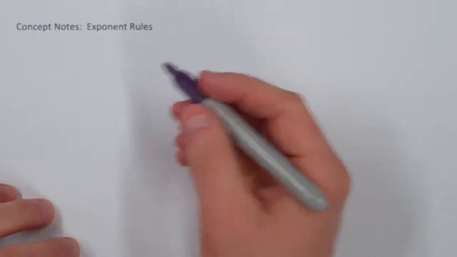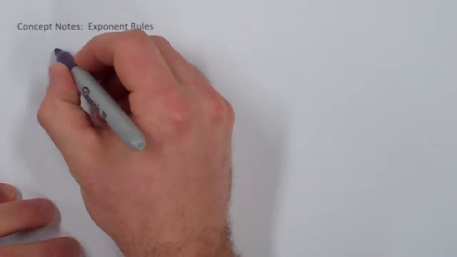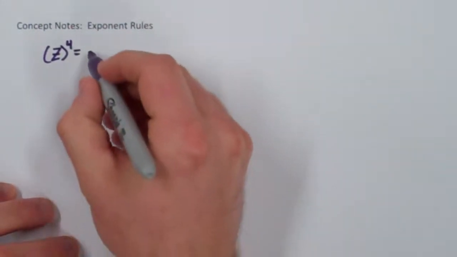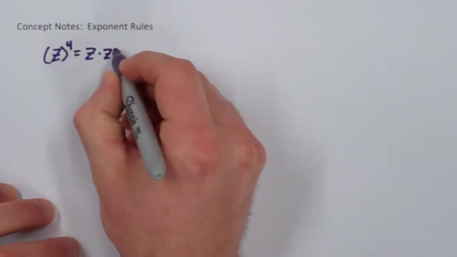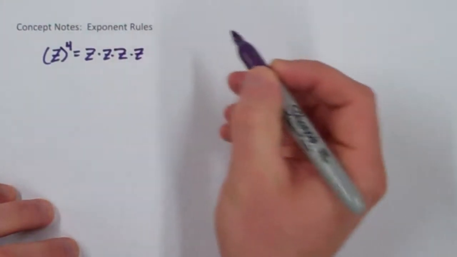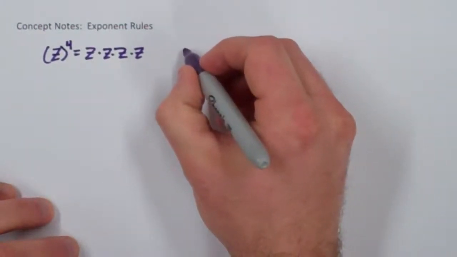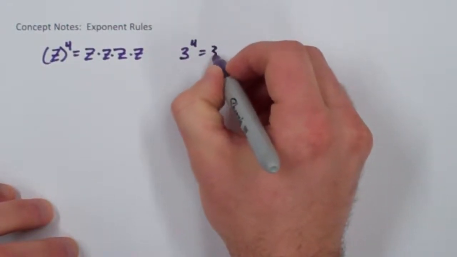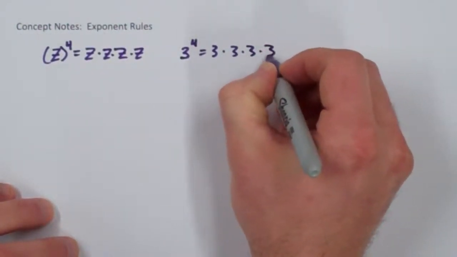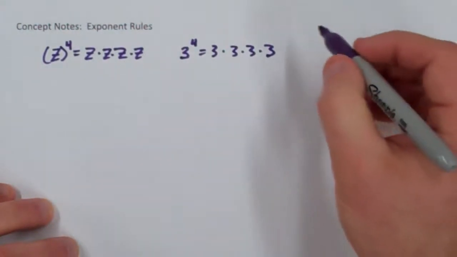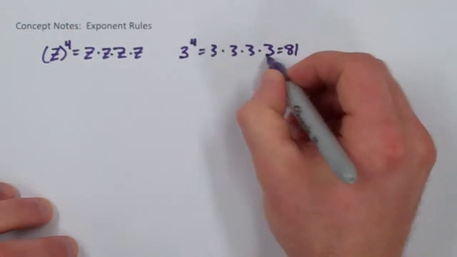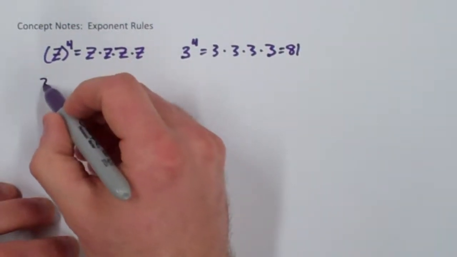So right now, you can remember from before that if you had an expression like z raised to the fourth power, you could just say that's z times z times z times z. Or if you had 3 to the fourth power, that would be just 3 times 3 times 3 times 3. By the way, that would be 81, I think: 3 times 3 is 9, 9 times 9 is 81.